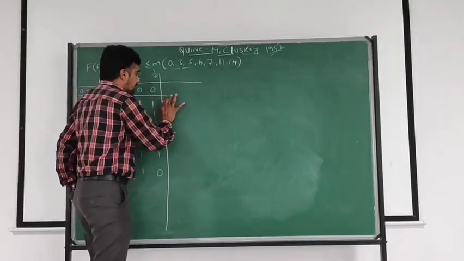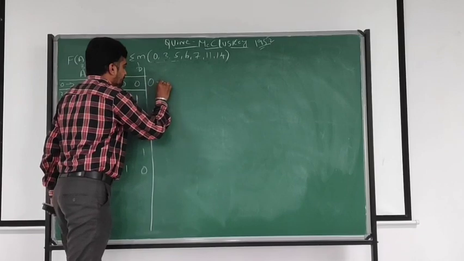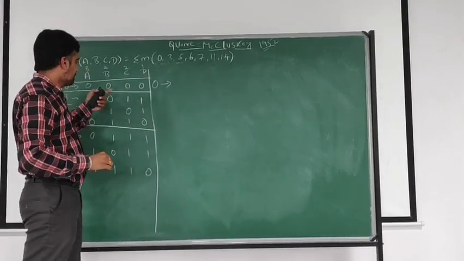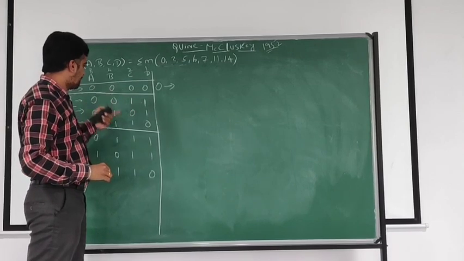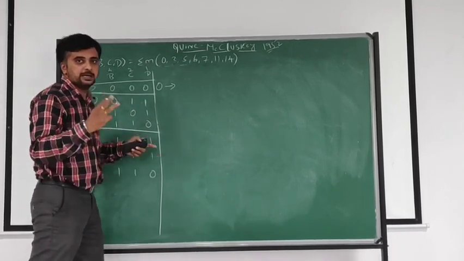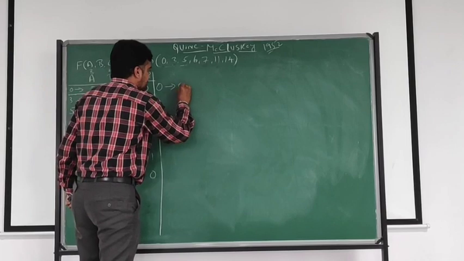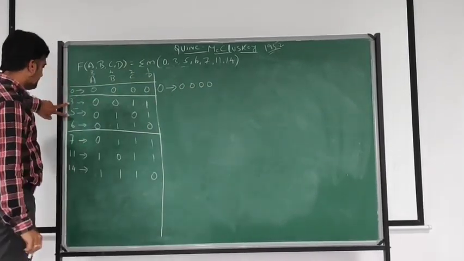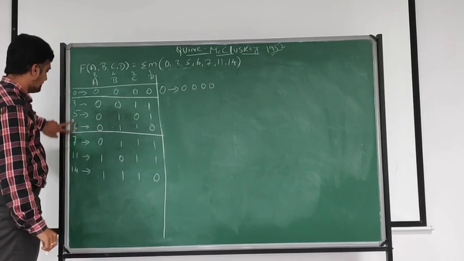So we can't put 0. 0 should not be compared with anyone, because we are putting a single dash. If you compare 0 with all the values, you should be getting a double dash. So we have to put 0 as it is. Now compare 3 with 7, 3 with 11, 3 with 14.